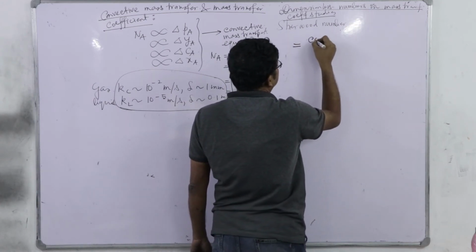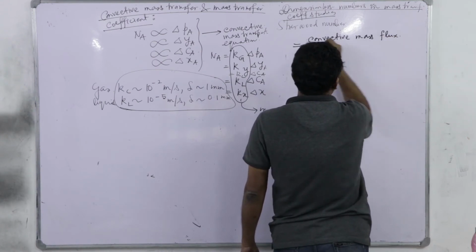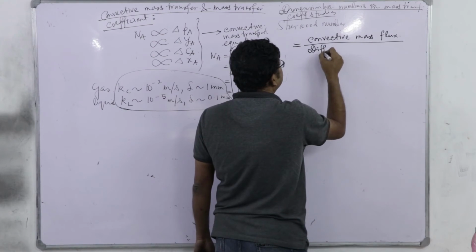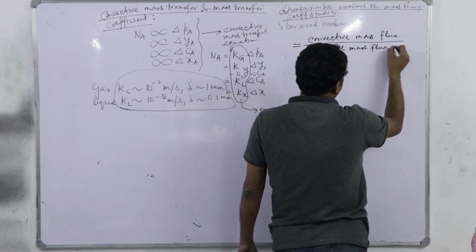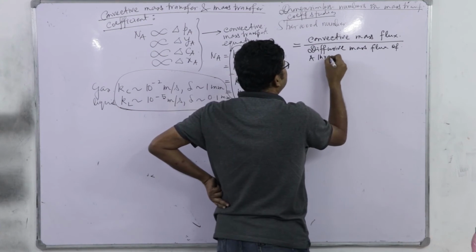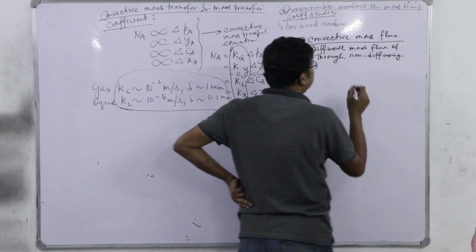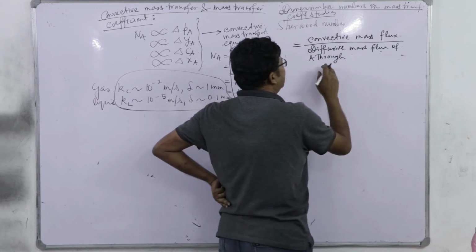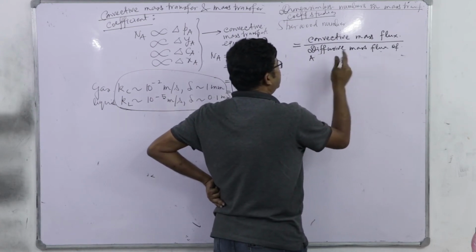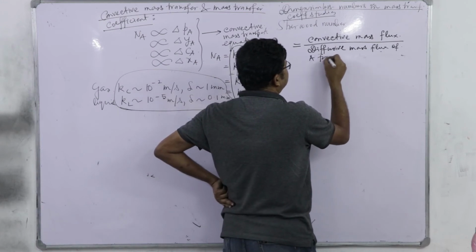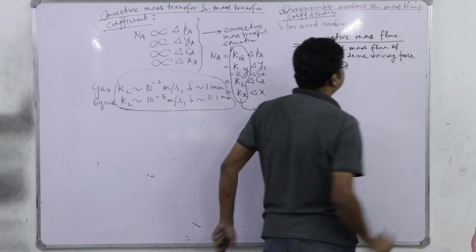it is basically what? Convective mass flux divided by diffusive mass flux of A through non-diffusing B, or convective mass flux and diffusive mass flux of A for the same driving force. Right.